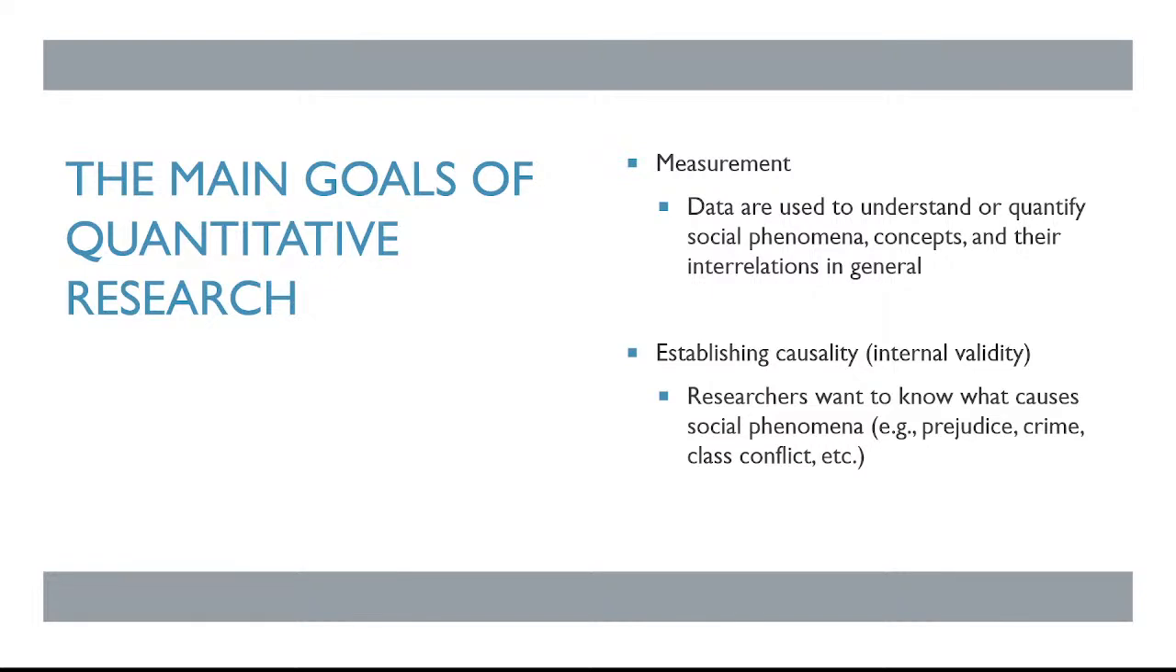Yeah, so measurement is data used to understand or quantify a social phenomenon, right? When we're measuring something, we're gathering data to understand a social phenomenon, a concept, and the interrelationship between different things, and establishing causality, or at least correlation, right? Because until you've got a ton of data, you can never really say that you have full causality, right? Researchers want to know what causes a social phenomenon.